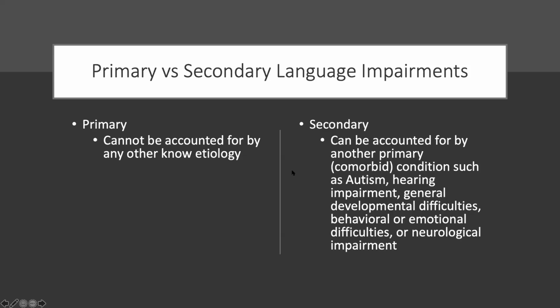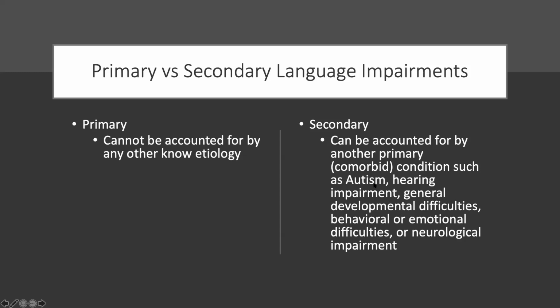However, we can also talk about secondary language impairments. A secondary language impairment is basically when there's some other factor that can account for the language impairment in that child. These are things like hearing impairment. If a child is born deaf and isn't exposed to sign language early in life, then they're going to have difficulty with language because they were deprived of language early on due to their hearing impairment.